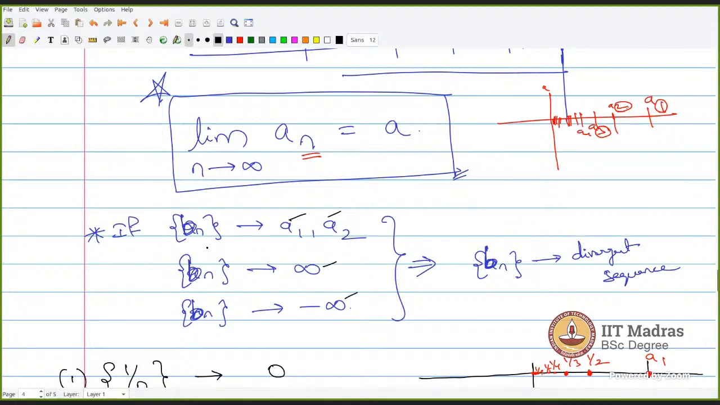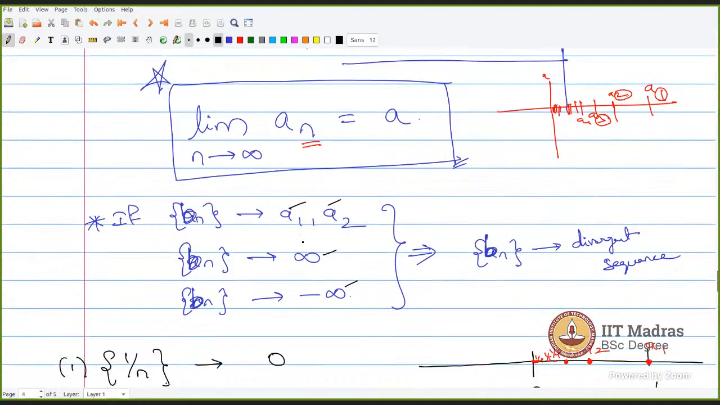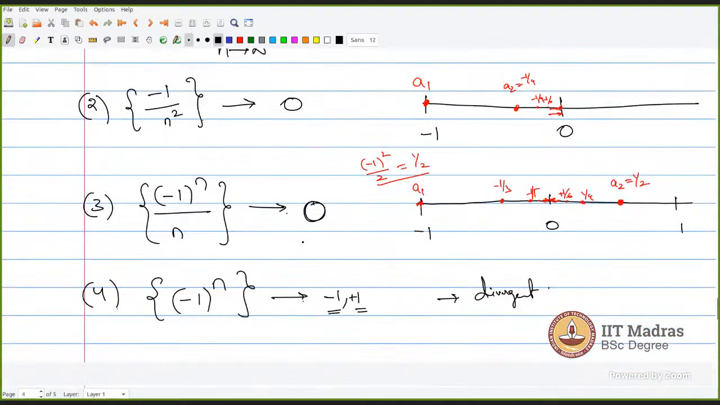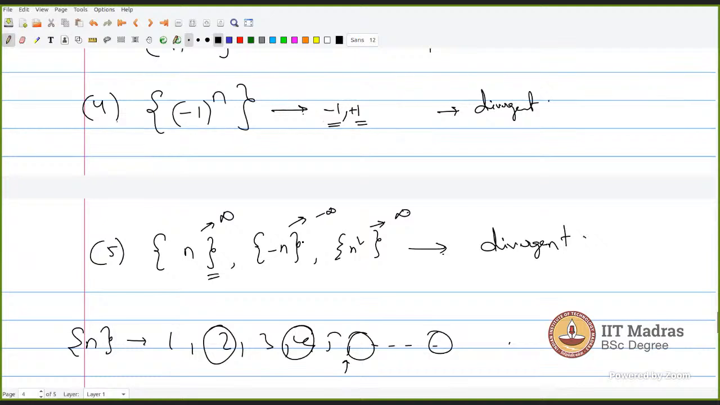So if my sequence is approaching two different values, then my sequence is divergent. If my sequence is going to infinite also, then it is divergent. If my sequence is going to minus infinite also, it is divergent. Okay. Yeah. So these are the examples we have seen of all the cases.